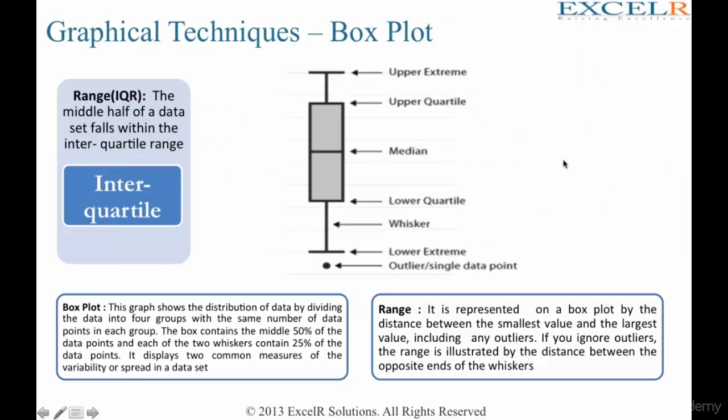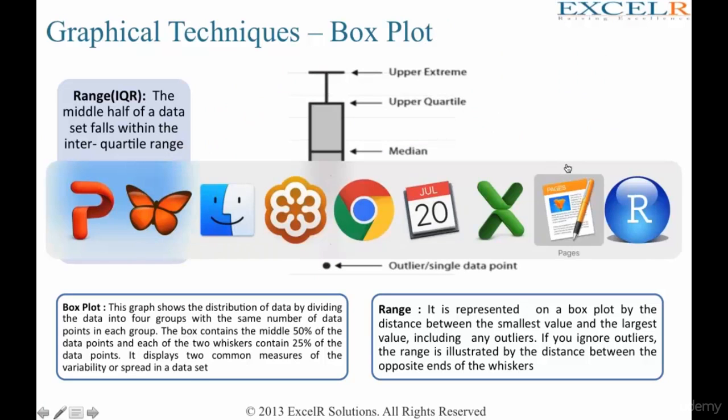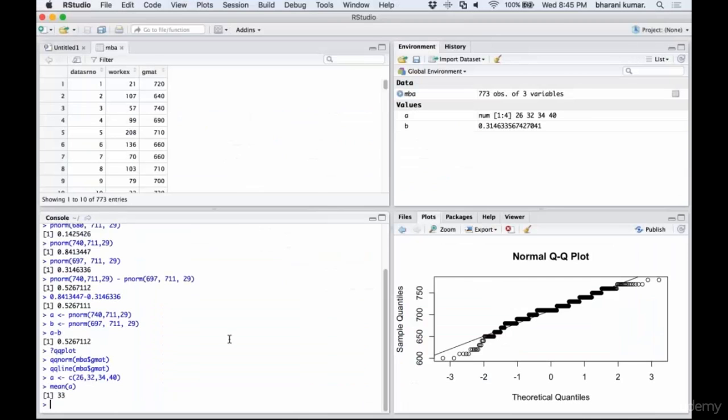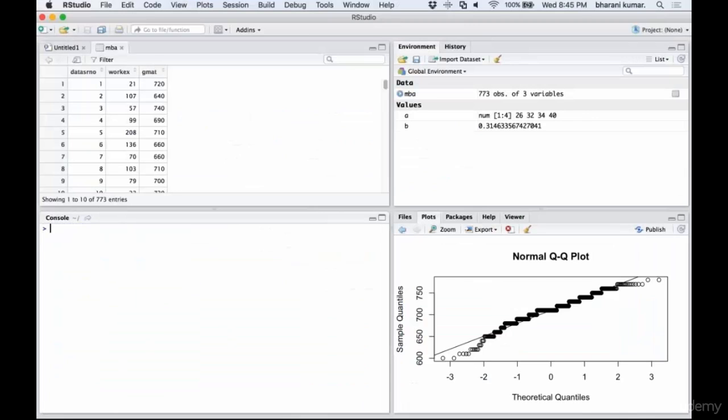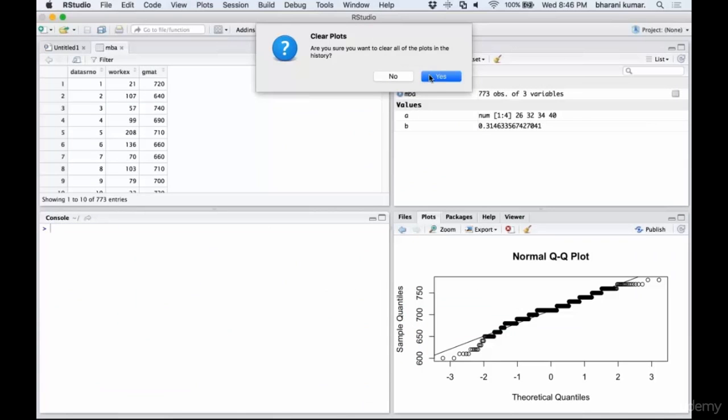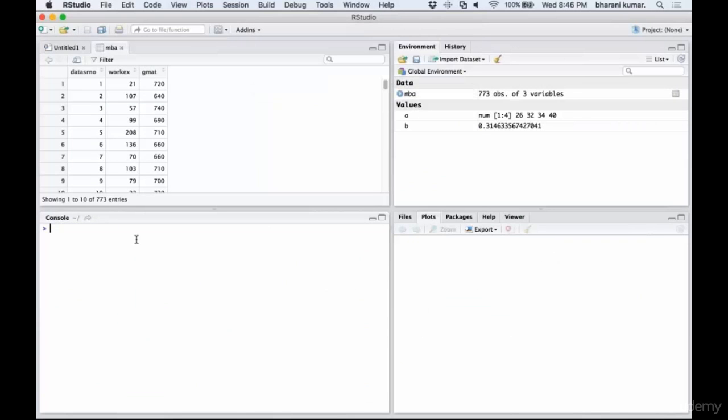Let us try to do the same using R. So there are too many things here. Let me erase everything. All right. So we have this MBA dataset. What if I want to draw a box plot for GMAT? As I've told you, R programming is as simple as your English language.